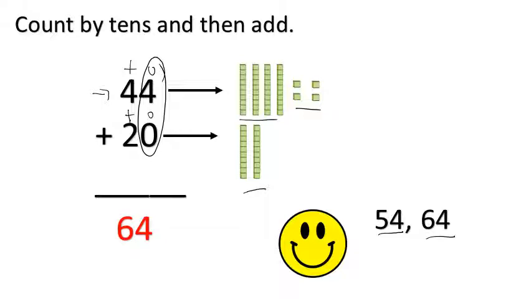Never forget to put your ones place back. In any case, if you don't want to do it this way, you can always just count it with the ones, but I don't want you to get confused by changing the ones. You can always count 44, 54, 64. And your ones are already there.